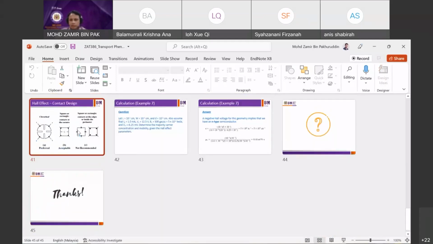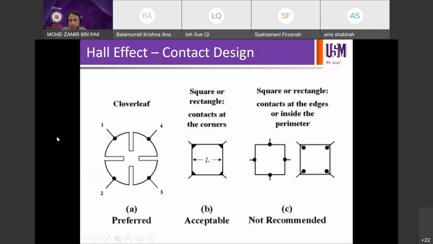Can you still see my slides? Earlier the slide ran off for a moment. Can you still see? Yes, doctor, we can see. Okay, good.